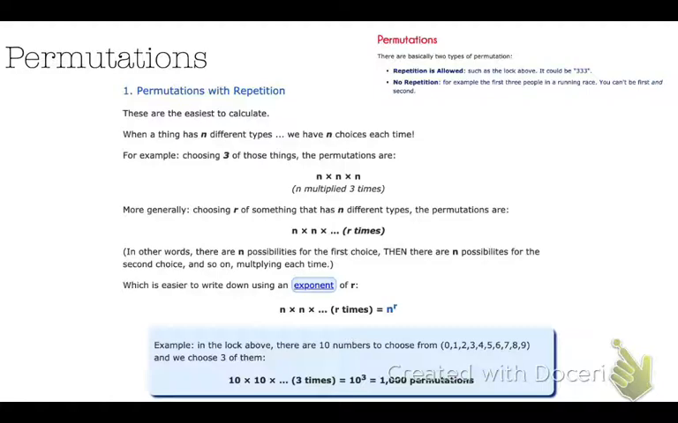So let's look at this down here. In the lock above, there are 10 numbers to choose from, so 0 through 9, and we choose 3 of them. I could choose any number for this one, any number for this one, and any number for that one. So I'd end up getting 1,000 different permutations that we could use there. So if you just think n to the r power, or you could write it out.